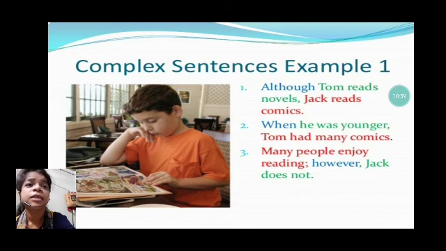Now let's see some examples. Although Tom reads novels, Jack reads comics. Just recall the examples. When he was younger, Tom had many comics. Many people enjoy reading, however Jack does not. So this much was in complex sentences, these are the parts of a complex sentence. What are the parts? Main clause and subordinate clause, and both are joined using either a relative pronoun or a subordinating conjunction.